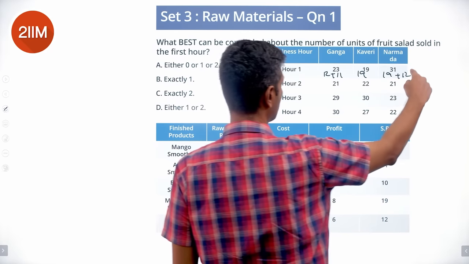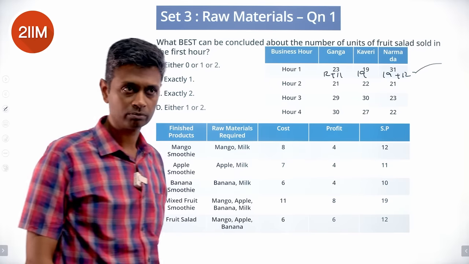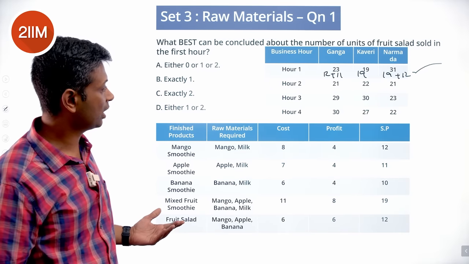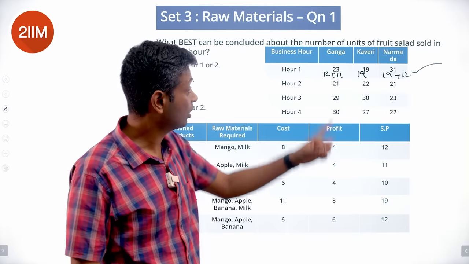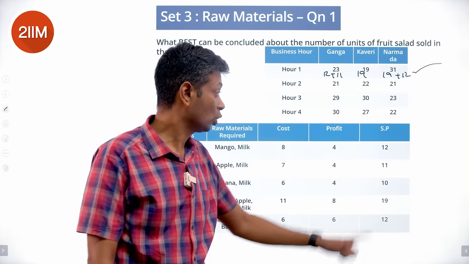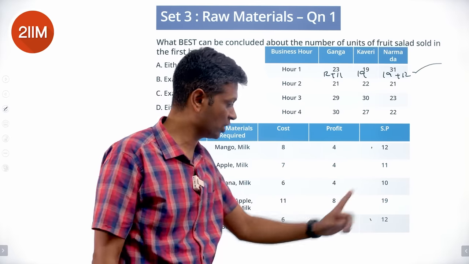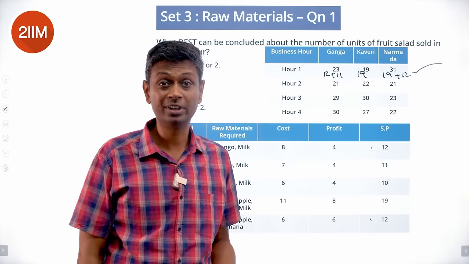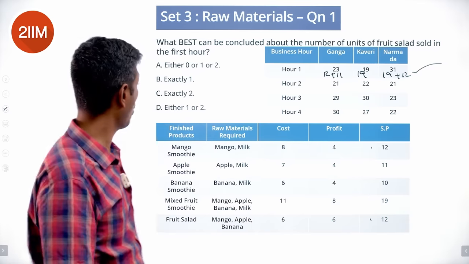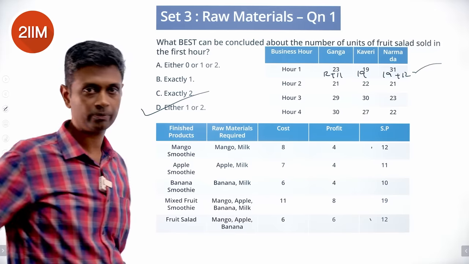This is definitely fruit salad, because Narmada cannot sell mango smoothie, whereas this 12 plus 11, that 12 could have been smoothie or fruit salad. Both 12s are possible, so they're definitely one in. There could be a second one. One or two is the answer.